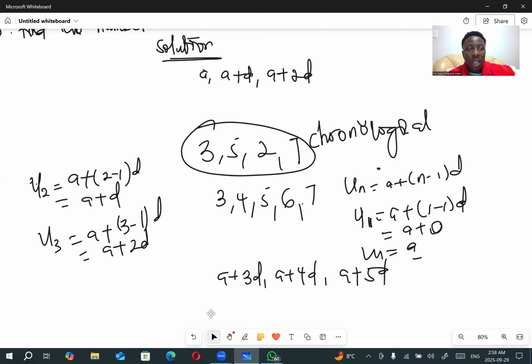We didn't say three introductory terms or three middle terms, or three terms at the end. We said three consecutive terms. In an AP, you can choose any numbers as your consecutive terms. So someone can use a, a plus d, a plus 2d. Someone can also use a plus 3d, a plus 4d, a plus 5d. What matters is they must be consecutive, right? And you get the same answer. Any question?